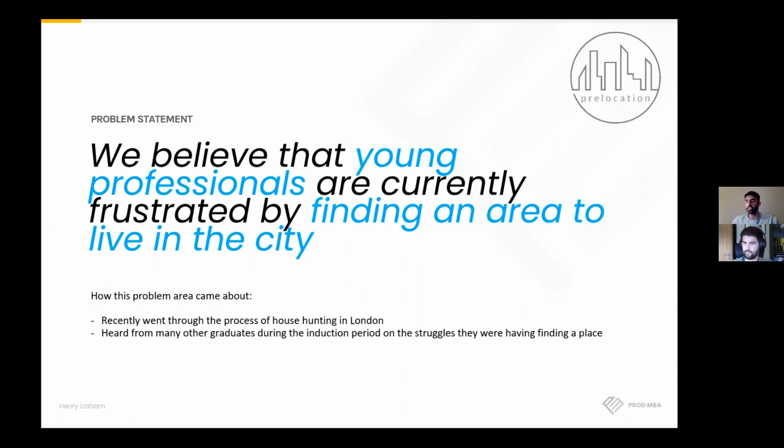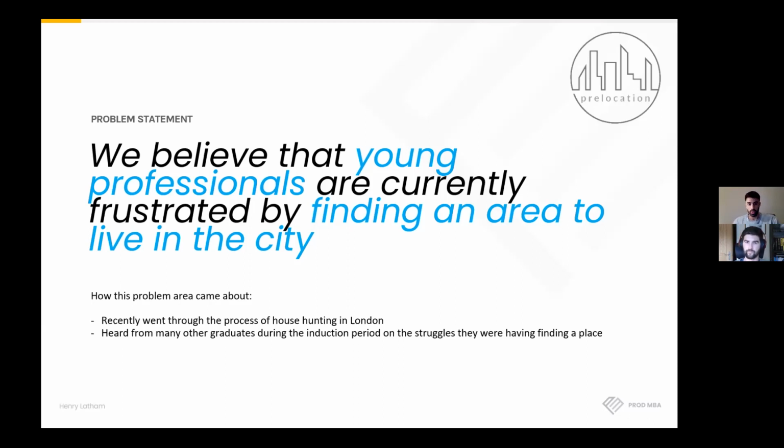So just to give you some background as to how this came about. Recently I started a new job in London and I was looking to relocate, and I struggled to find an area that I thought would suit me. I'd also heard from other graduates during the induction process, in general conversation, that they were also struggling with this or had struggled with this. So I knew there was a problem there somewhere.